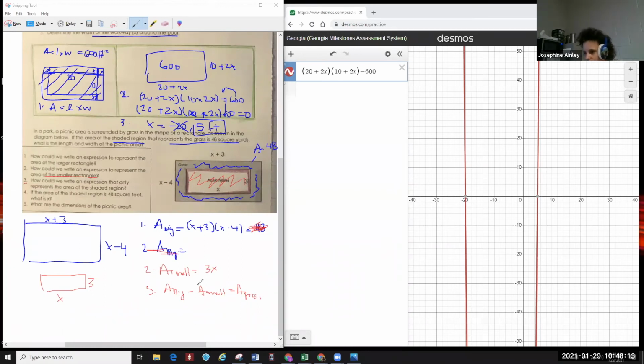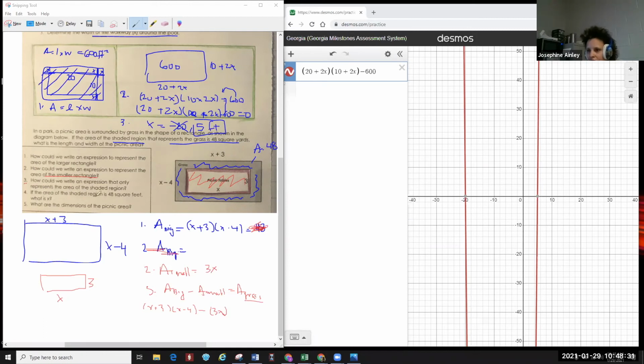So let's go ahead and write that in. We have the area of the big, which is (x + 3)(x - 4), minus the area of the small, which is 3x. And that gives me the area of just the grass.